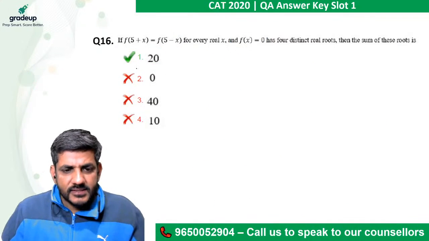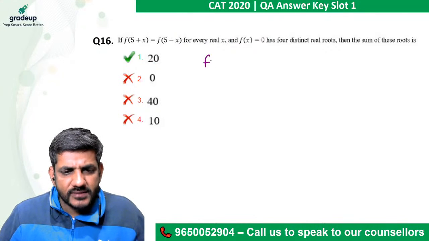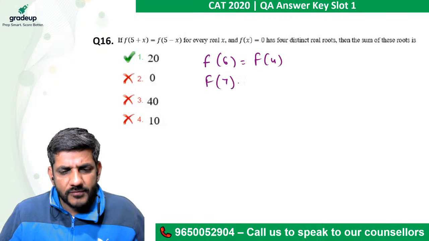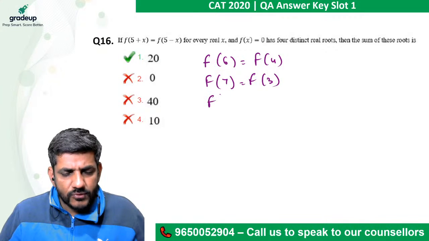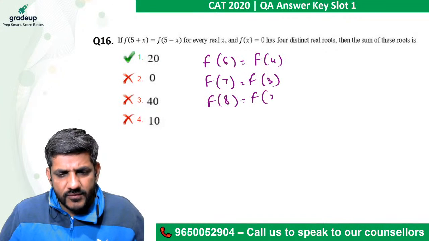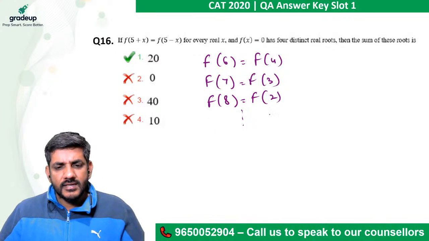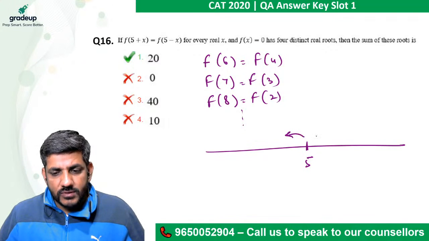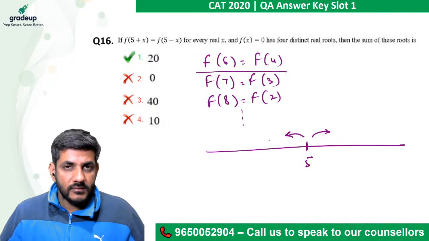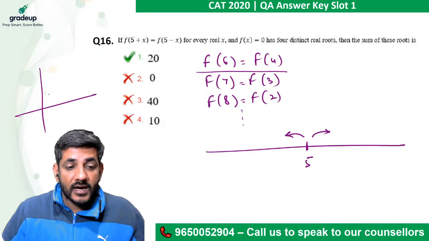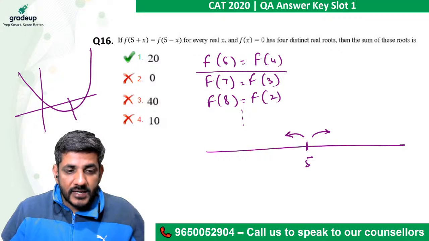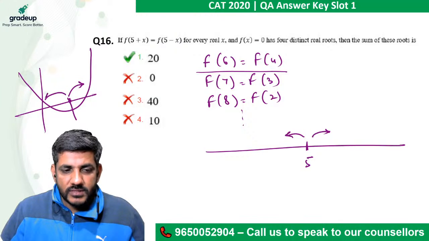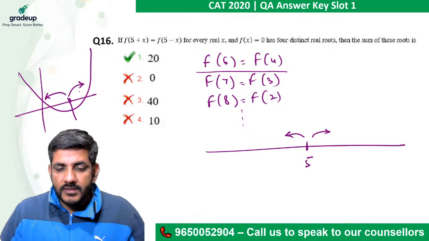So the other method is, see, if I start putting some values, let's say I put x is equal to 1. So can I say f of 6 is equal to f of 4? If I put 2, f of 7 is equal to f of 3. If I put 3, f of 8 is equal to f of 2. So that means I see that it is like around 5. However far you go on this side, you go the same distance on the other side, then the value becomes equal. In a quadratic graph, you would have seen that around the middle value, the values x away from this and the values x away from this are always equal. The same thing is happening here.